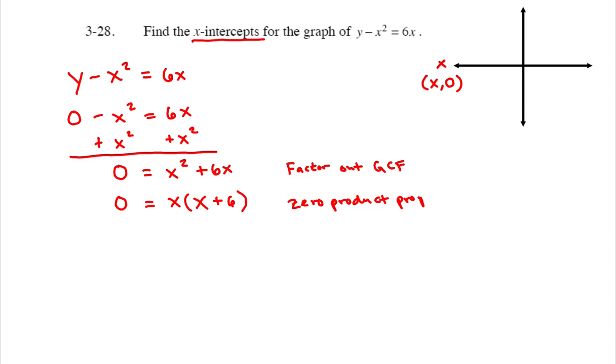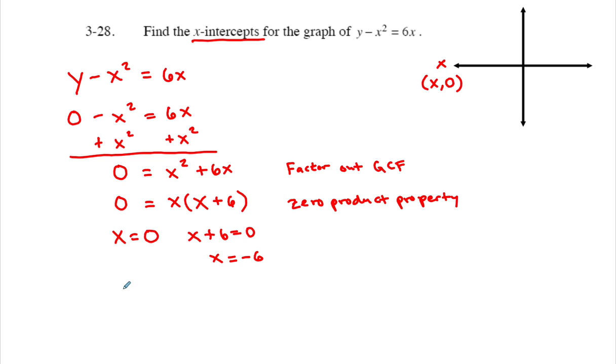And remember, that simply means that when you are multiplying two numbers together, if the product is 0, one of the numbers has to be 0. So we'll take each factor and set it equal to 0. First one's pretty easy, right? Because we don't even have to do much to this. And the second expression, we've got x plus 6 equals 0. We solve that and we get x equals negative 6. So when y is 0, x is 0 or negative 6.